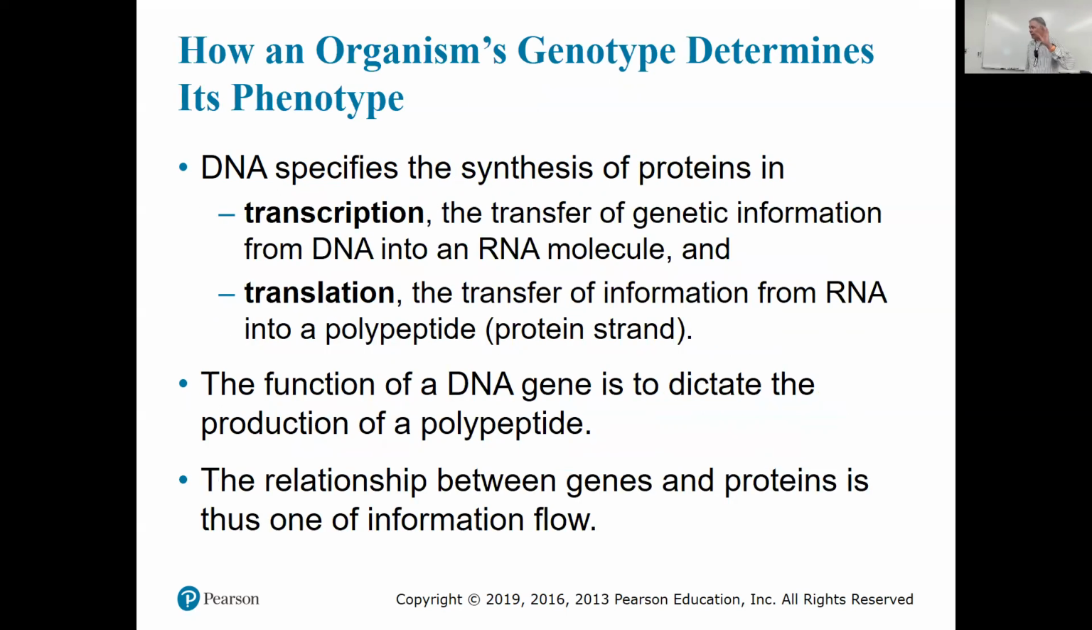Okay, DNA specifies the synthesis of proteins in two processes: transcription. What's transcription? Just a copy. The transfer of genetic information from DNA into an RNA molecule, right? And then translation, the transfer of information from an RNA molecule into a polypeptide, a protein. It's called translation because there are really two languages we're looking at here: the language of DNA and the language of protein. They're different languages. And so in order to make a protein from the language of DNA, nucleic acid, RNA, you have to translate it.